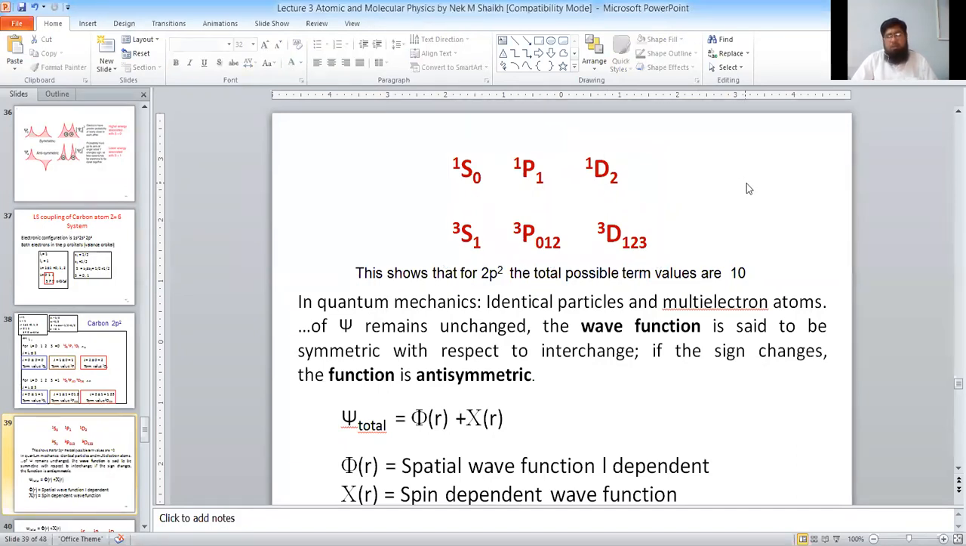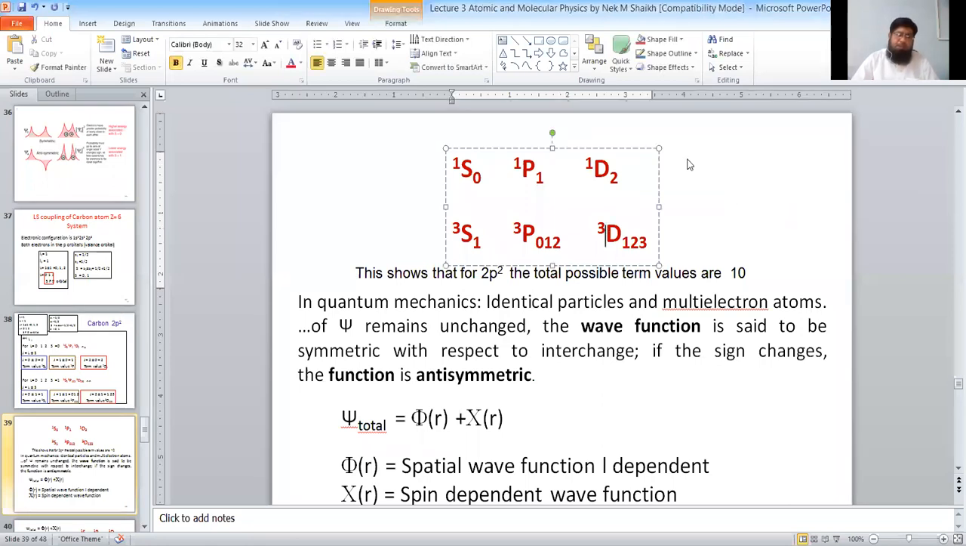Now the question, which is a very important question, is whether these levels are possible or not. This is the important thing. So this shows that for the 2p2 electrons, the total possible terms are 10.